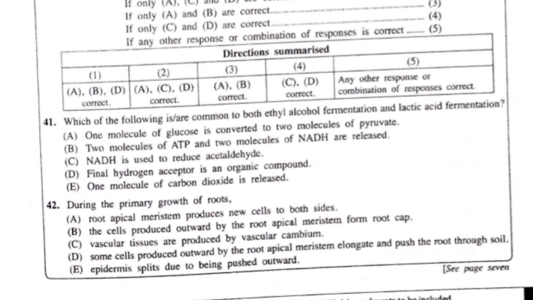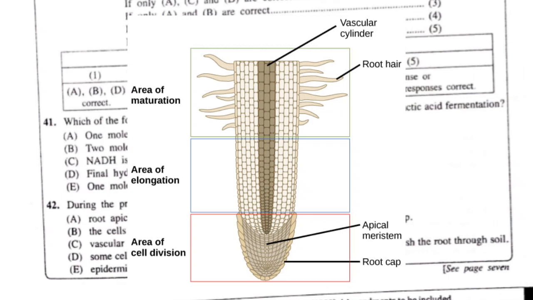So if we consider statement C, it says vascular tissues are produced by the vascular cambium. That is wrong because that happens during secondary growth. In the question they're asking about primary growth. Then statement E says epidermis splits due to being pushed outwards. That is also wrong because that also happens in secondary growth.